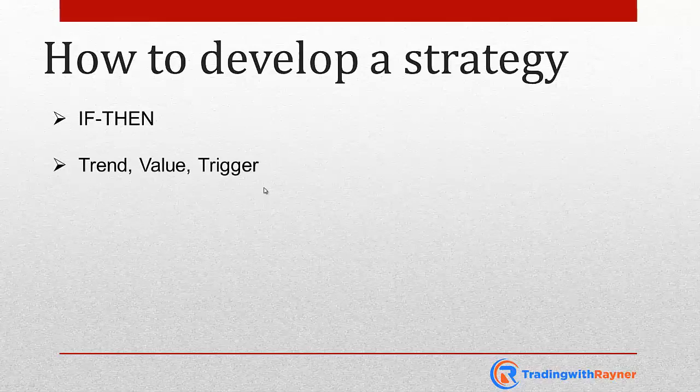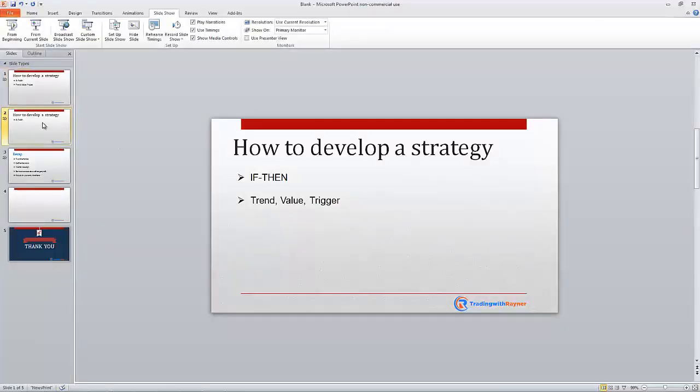And the second thing, which is actually one aspect of the strategies that I use, is what I call the trend, value, and trigger. So this is basically trading with the trend, from an area of value, and then entering your trade when there is a valid entry trigger. So let me just walk you through how to go about doing the trend, value, and trigger.